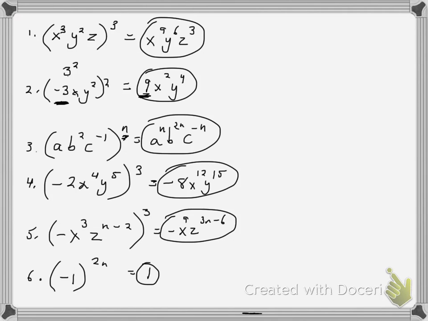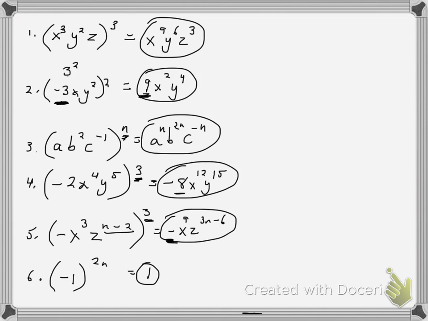Okay, looking at 4 through 6, because it's an odd power, we'll keep our negative sign. 2, it's not 2 times 3, it's going to be 2 times 2 times 2, 2 to the 3rd power. That's going to give me my 8, and then my exponents 12 and 15. On the next one, again, a negative will be retained because it's odd, and 3 times 3 is 9, and then we're going to distribute the 3 through the exponent expression. We'll get 3n minus 6.